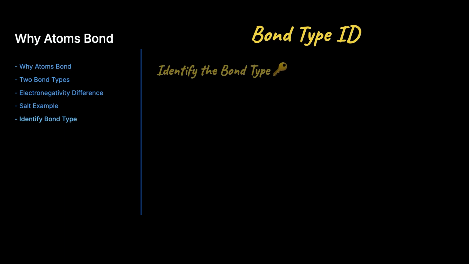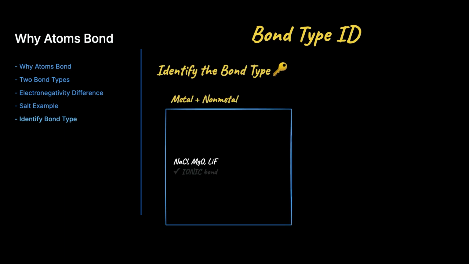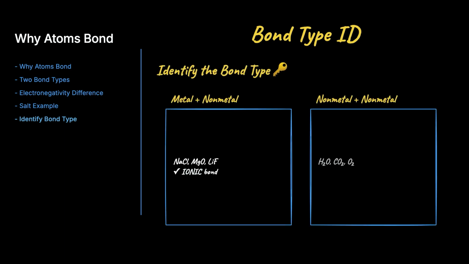On your assessment, one very common question asks you to identify the bond type. Here is the trick that never fails. Look closely at the elements involved. If a metal is joined with a non-metal, the bond is ionic. If two non-metals are together, it is covalent. That one check answers the question instantly.